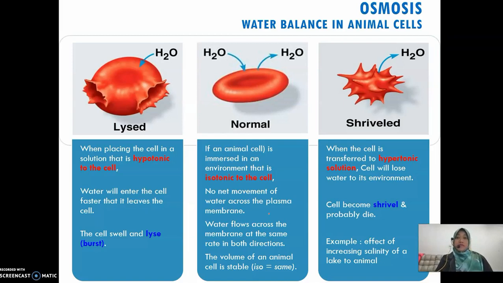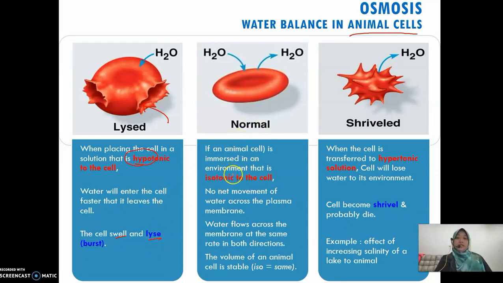Osmosis can give different effects towards different cells. An example here is an animal cell. When placed in hypotonic solution, the cell will gain water. Water will enter the cell. The cell will swell and eventually lyse because animal cells do not have a cell wall. When it receives a lot of water, eventually it will lyse.